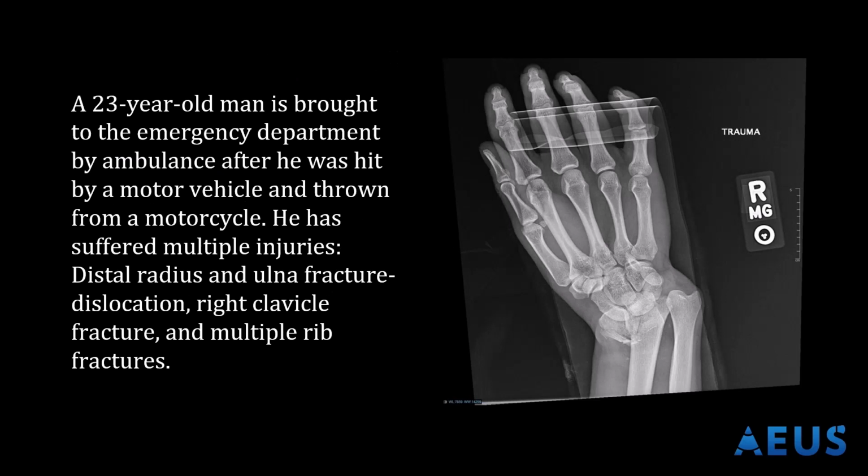Let's take what we know about brachial plexus blocks and apply them to a new case. So let's say a 23-year-old man is brought to your emergency department by ambulance after he was hit by a motor vehicle and thrown from his motorcycle. He has suffered multiple injuries: the distal radius and ulnar fracture dislocation shown here, as well as a right clavicle fracture and multiple rib fractures.